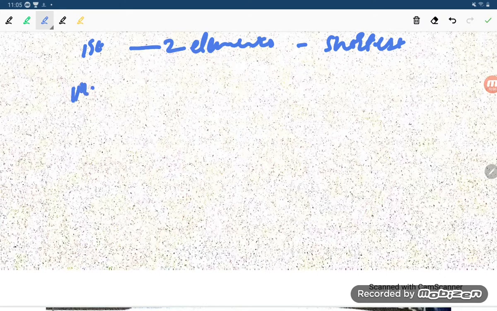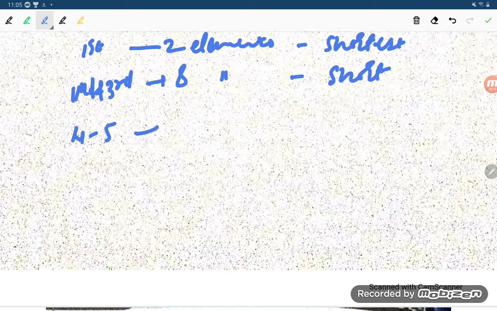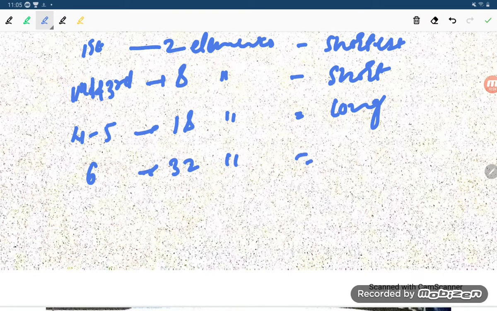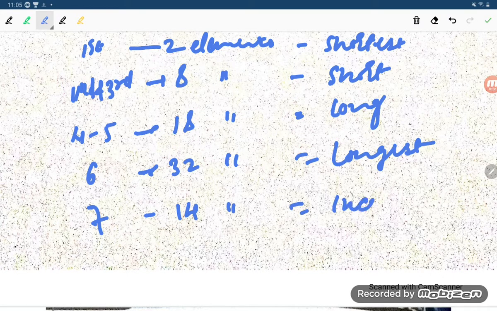If you talk about the second and third periods, there are 8 elements each, and they are known as short. If you talk about the fourth and fifth periods, there are 18 elements each, known as long. The sixth period has 32 elements, known as the longest. And the seventh period has 14 elements so far, known as incomplete.